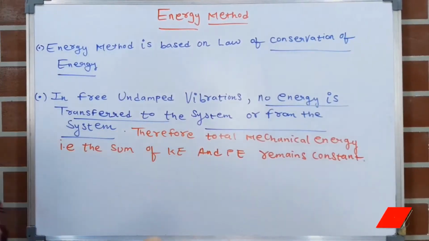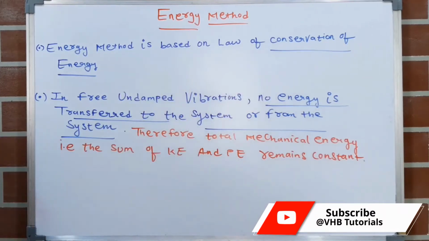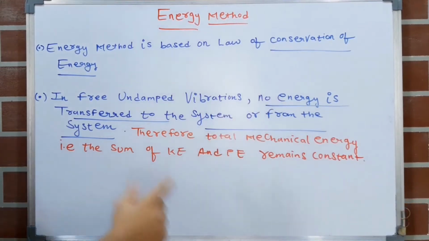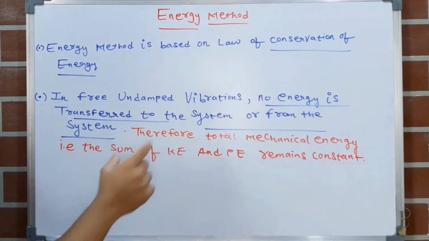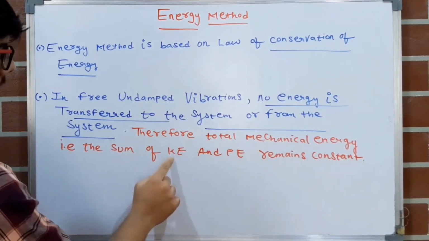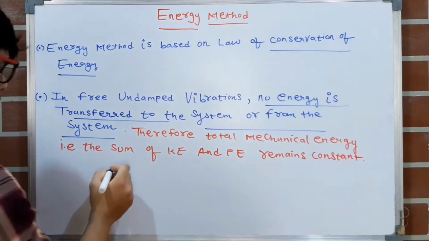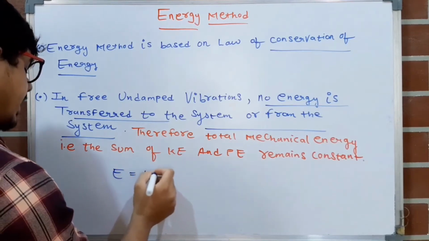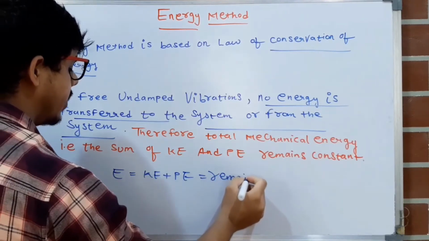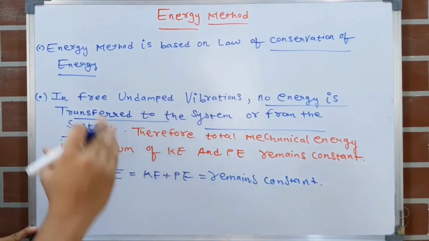So now we will start. Our energy method is based on the law of conservation of energy. In free undamped vibrations, no energy is transferred to the system or from the system. Therefore the total mechanical energy, that is the sum of kinetic energy and potential energy, remains constant. That means the total energy E equals kinetic energy plus potential energy, and this remains constant. So this energy method is based on the law of conservation of energy.